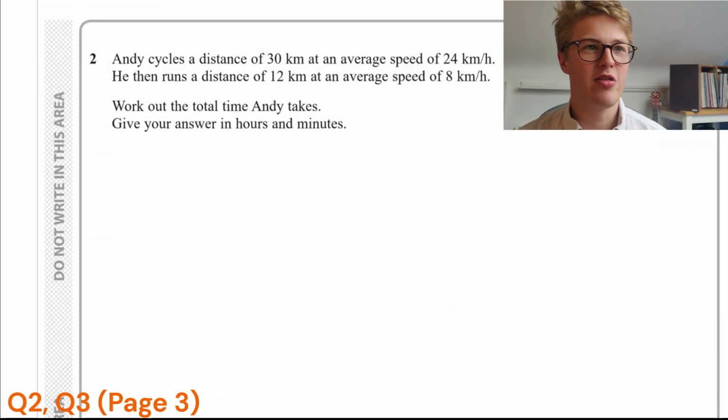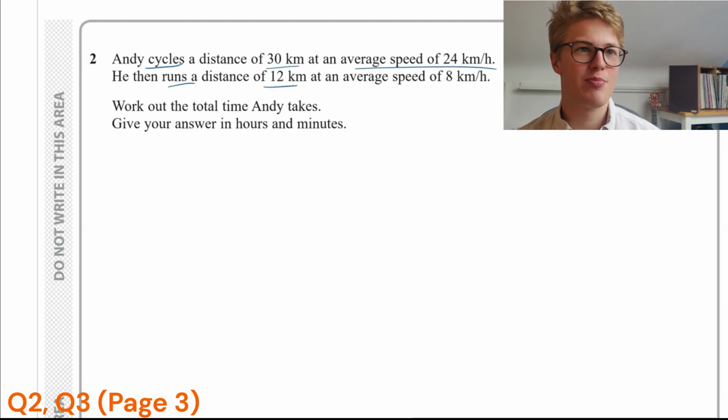Andy cycles a distance of 30 kilometers at an average speed of 24 kilometers an hour. He then runs a distance of 12 kilometers at an average speed of 8 kilometers an hour. Work out the total time Andy takes, give your answer in hours and minutes.